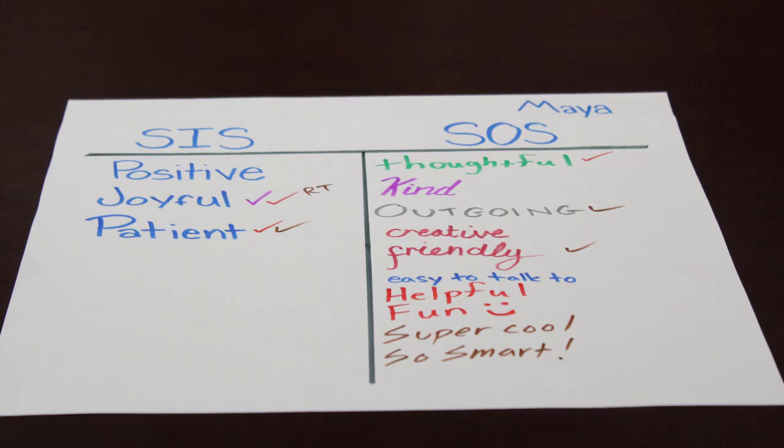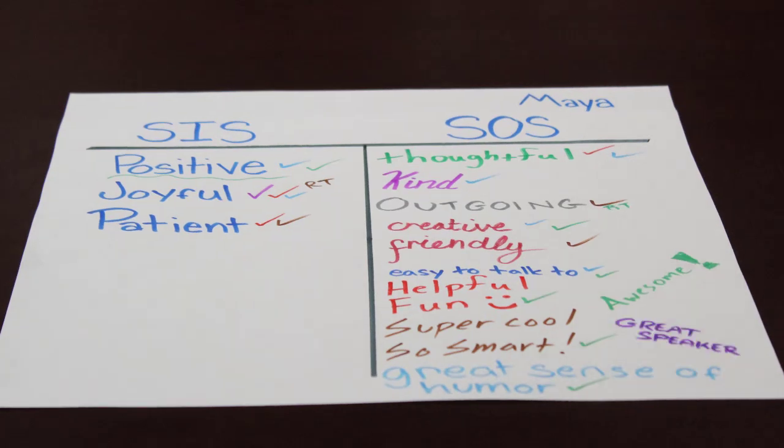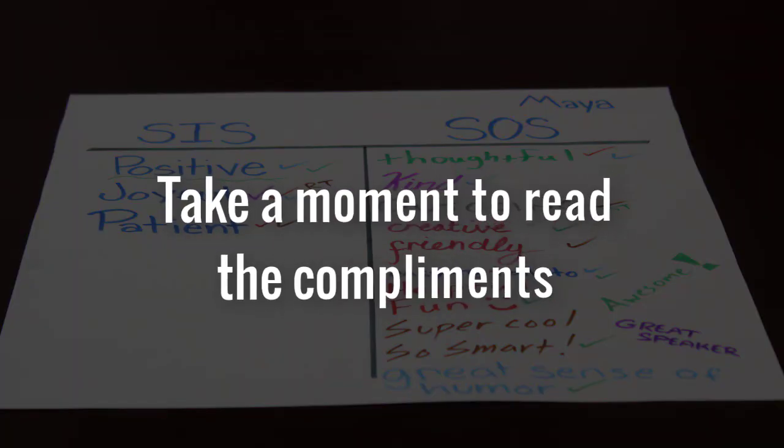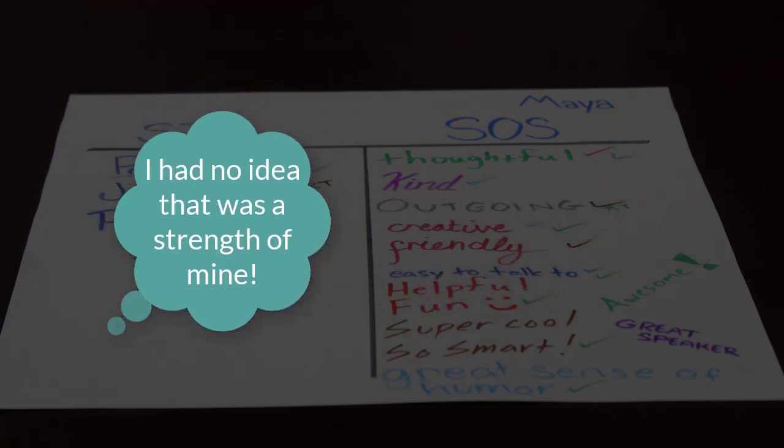Encourage students to have fun and put check signs or retweet by the things that they agree with that have already been written. Each paper should make its way to every person, and the activity will end once each person receives their SIS SOS sheet. Once each person has received their paper, give them a minute to read over it and take in all of the compliments that they have received.